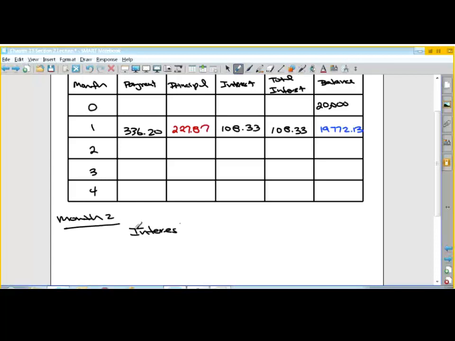So again, you start off with the interest. Again, you use the new balance of $19,772.13. You multiply by the yearly interest rate divided by 12, which gives you the monthly interest rate. And I get $107.10. So that's my new interest, $107.10, which is less than I paid the first month because my balance is less.